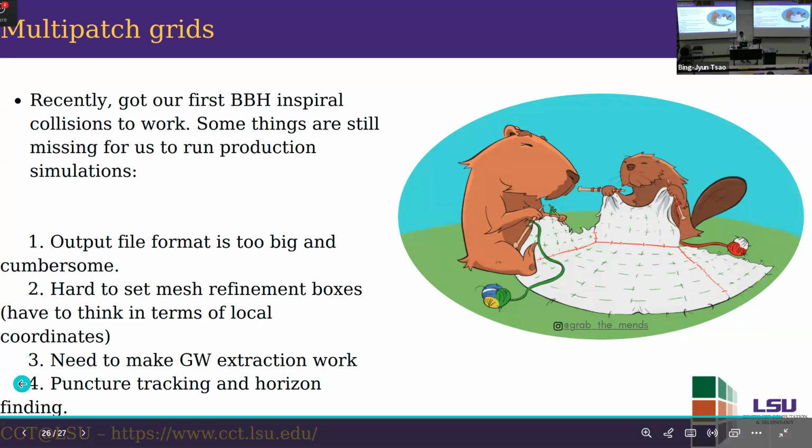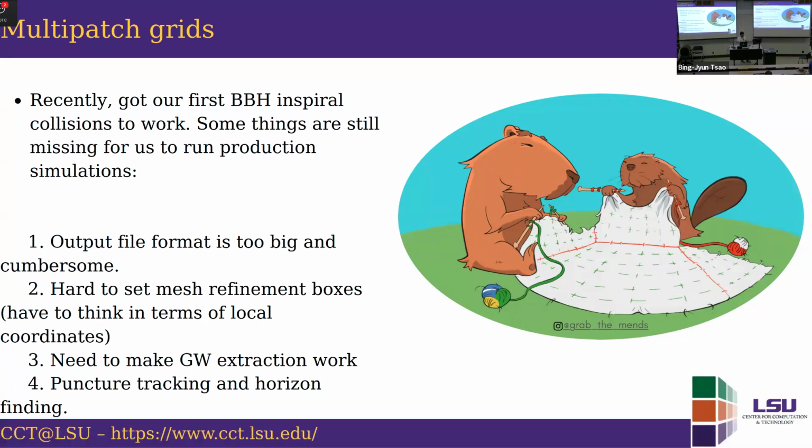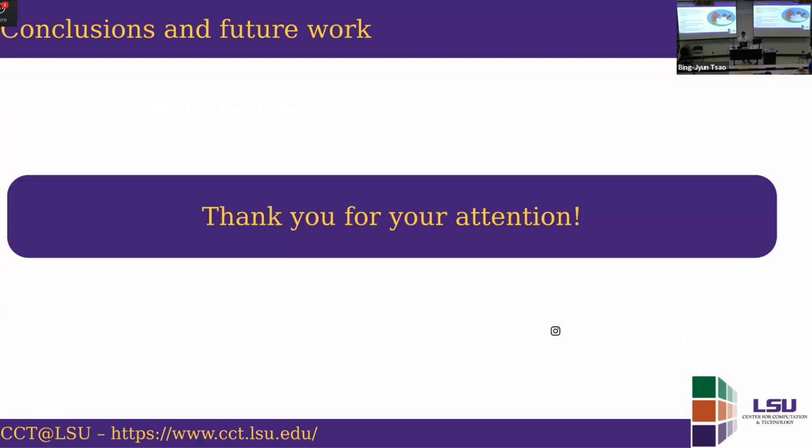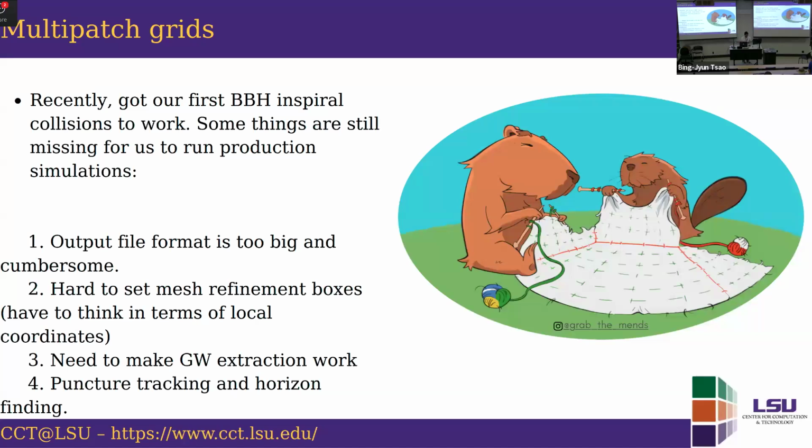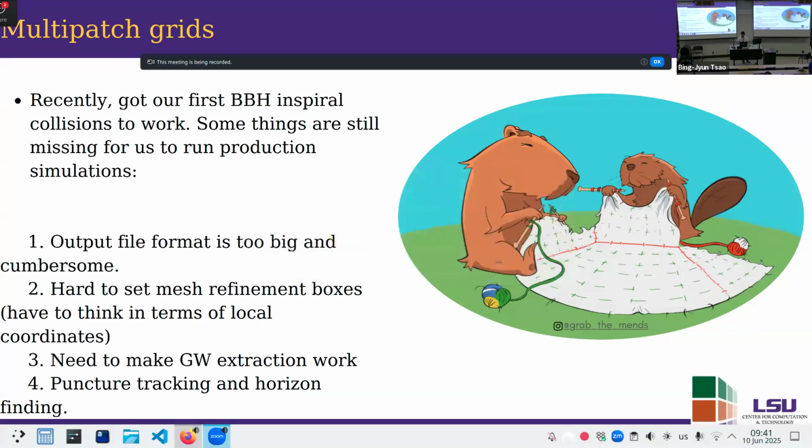And the next thing we want working, of course, is puncture tracking and horizon finding. Puncture tracking works for a while, and then it no longer works because it's probably not ready yet to understand multi-patch coordinates. But these are the items that are still needed for us to actually have a real production binary black hole run.